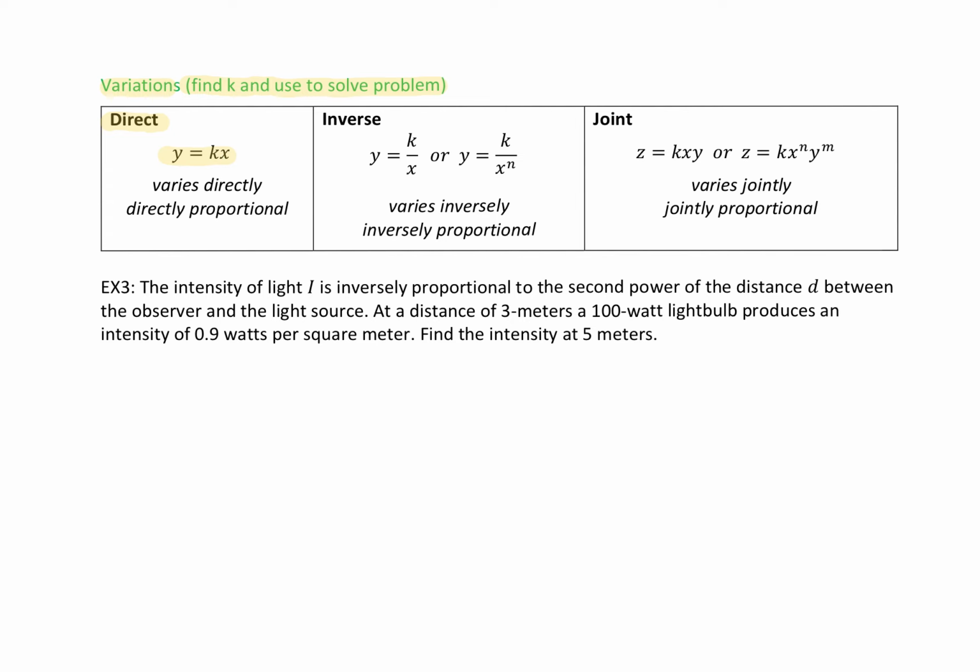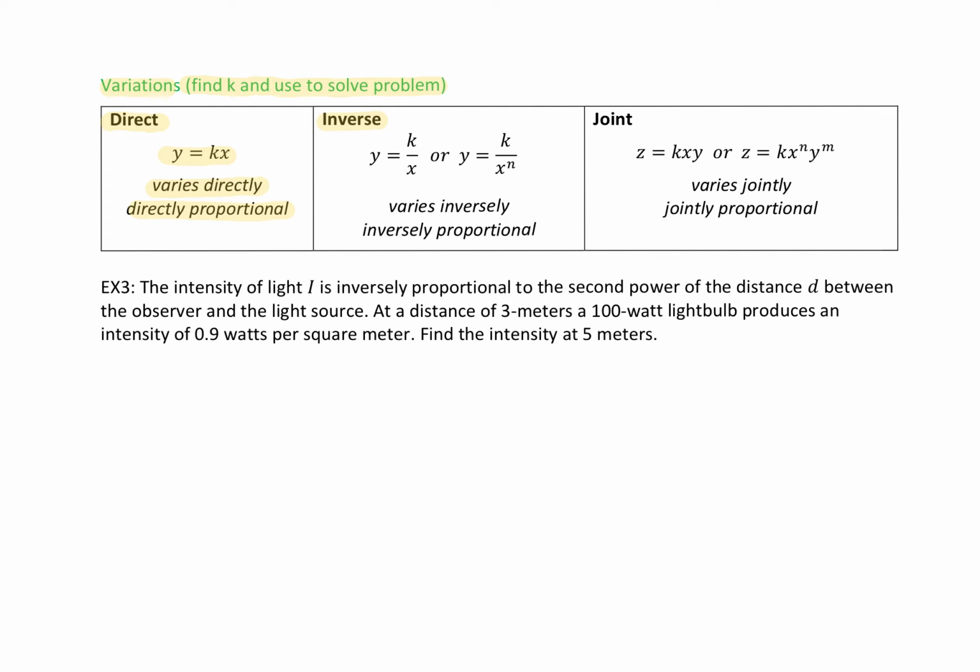Remember, y and x can vary, they're variables, but k is not. K is a constant number that does not change. That's why we can solve for k and keep using it over and over again. Some of the language you'll see for a direct variation would be varies directly or directly proportional. We also have an inverse variation.